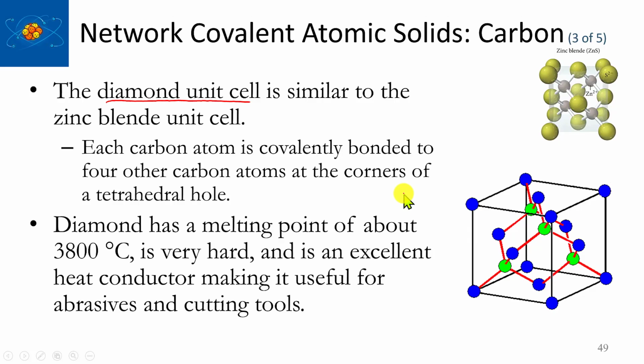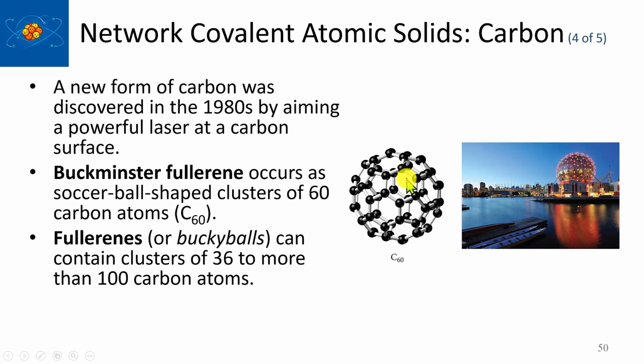So another allotrope of carbon is one that you're probably familiar with, this picture here. It's the buckyball, or the Buckminster fullerene. It's a soccer ball shaped cluster of 60 carbon atoms. You'll see this built in building structures called geodesic domes. And it was actually discovered by accident.